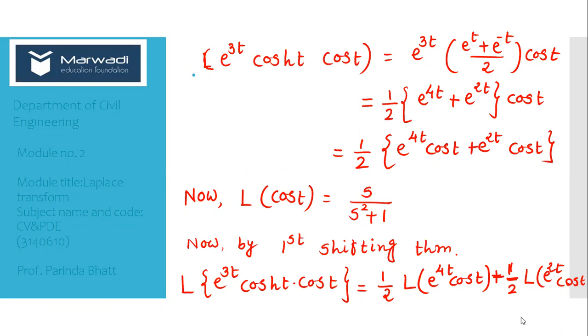1 by 2 Laplace of e raised to 4t cos t. Therefore, s minus 4 whole square plus 1. And in the other part, s minus 2 whole square plus 1. Okay, clear everyone? Okay. Now the next question.